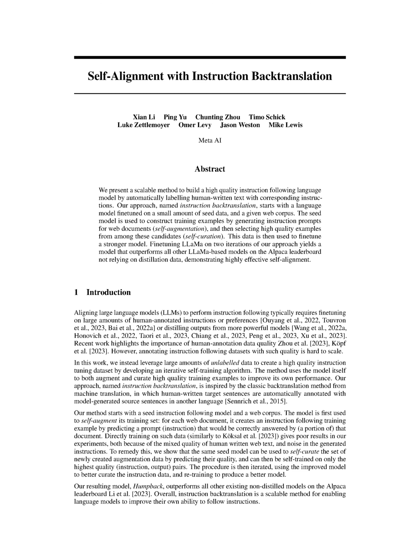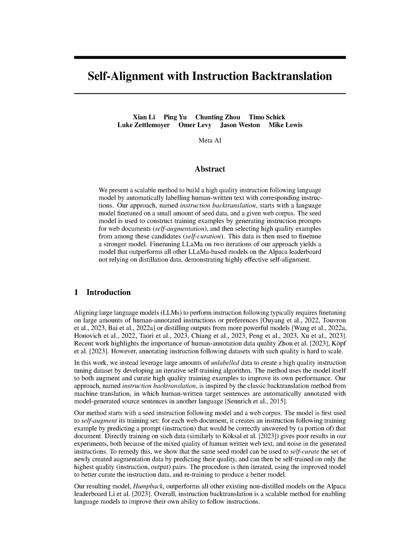Section 1 Introduction. In this introduction, we discuss the challenge of aligning large language models, LLMs, to follow instructions accurately. This usually involves fine-tuning the models using a significant amount of human annotated instructions or preferences, or using outputs from more powerful models. Recent studies have emphasized the importance of the quality of human annotated data. However, it's difficult to scale up the process of annotating instruction following datasets with high-quality data.